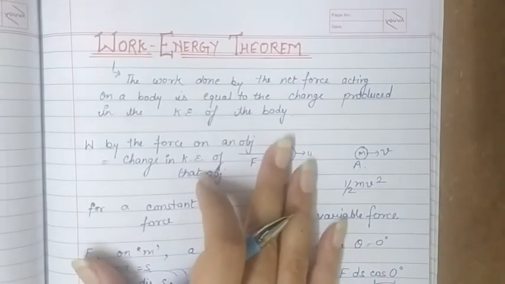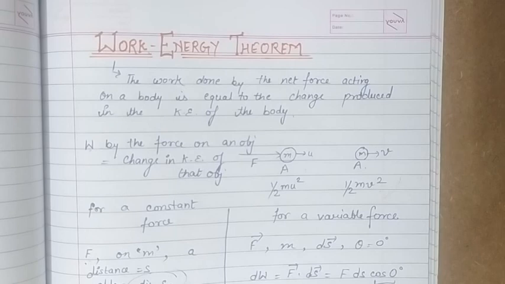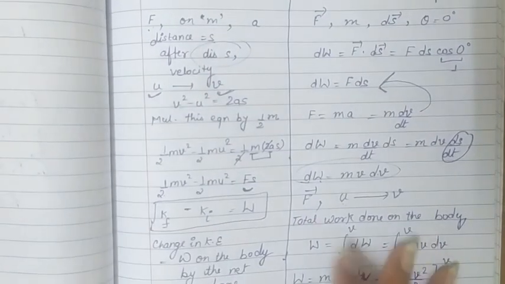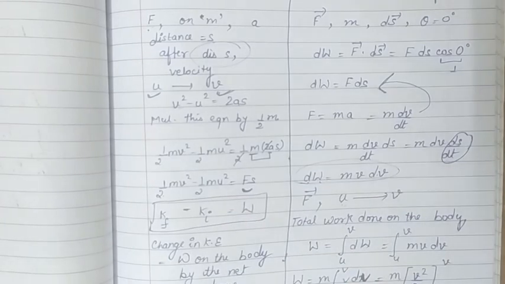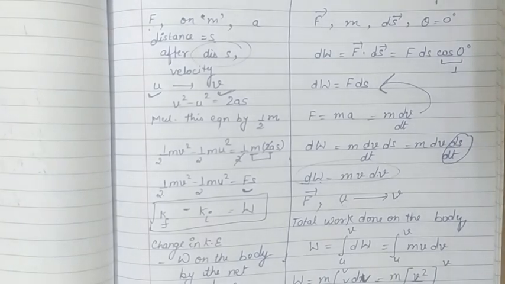The statement is the work done by the net force is equal to the change in kinetic energy. Now there are two possibilities, force can be constant or force can be variable. So accordingly we have to use the relations, the value of force, and prove the theorem, that is Kf minus Ki is equal to W. That means change in kinetic energy is equal to the work done by the force on that body.